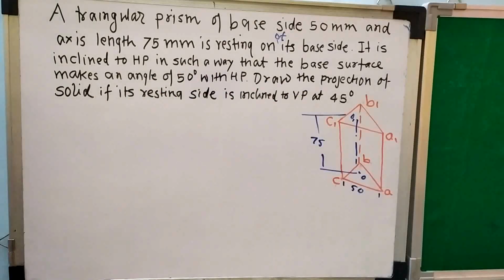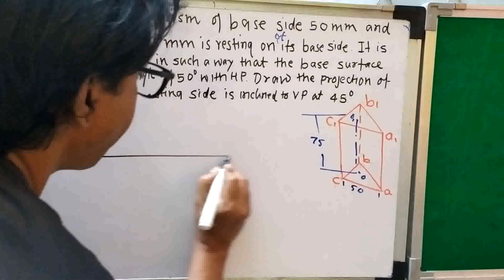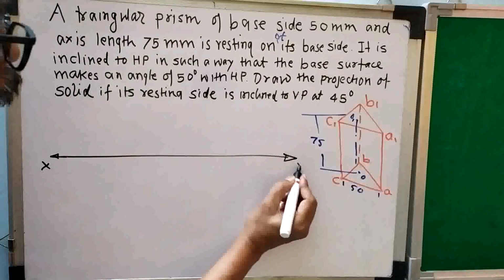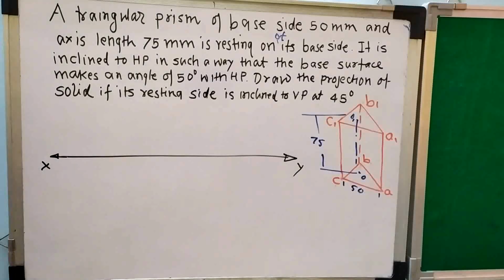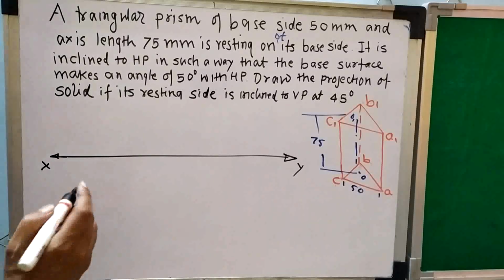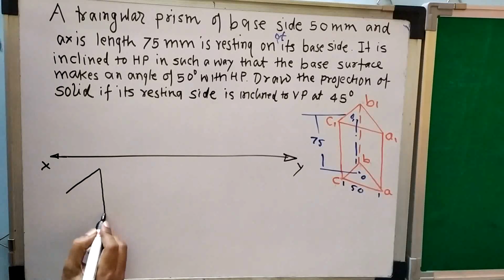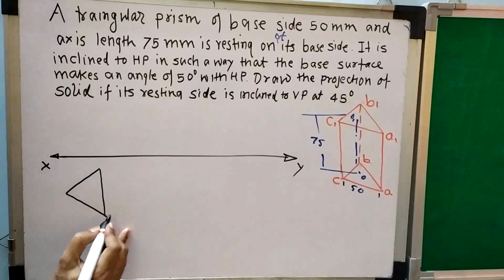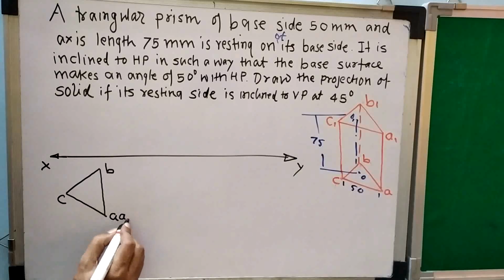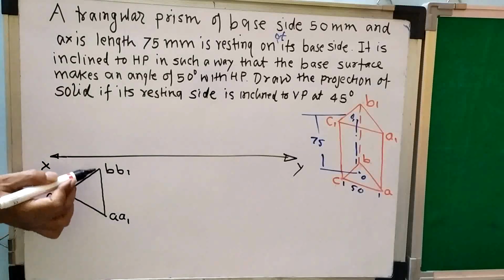So for this case, I will first take the XY line, and on this XY line I will first keep this on the HP. As I keep this on the HP, I will see the triangle in the top view. So I will draw the equilateral triangle with A, B, C, overlapped by the second face A1, B1 and C1. Then I will show its front view.